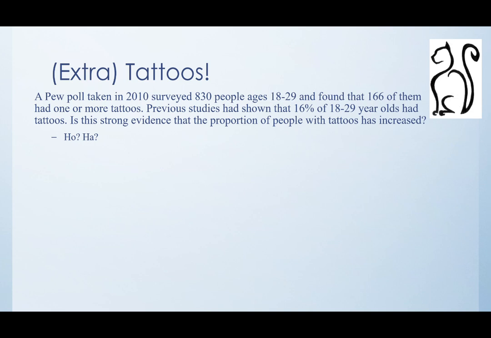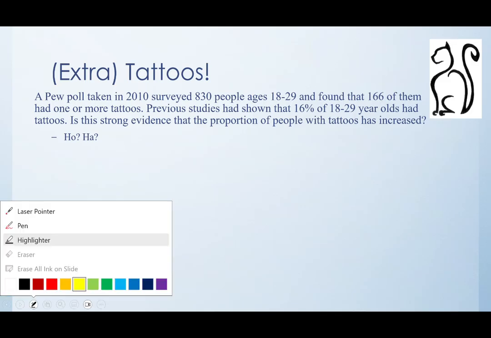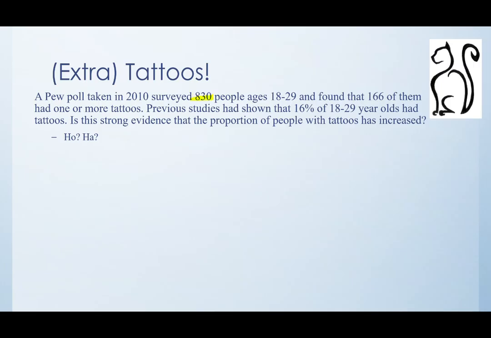All right, so in this example, we're looking at tattoos. We have a Pew Research poll that was taken in 2010 that surveyed 830 people, 18 to 29. And so we're going to highlight our numbers as we go. Let's make sure it's yellow. Good. So 830 people ages 18 to 29, they found 166 of them had one or more tattoos.